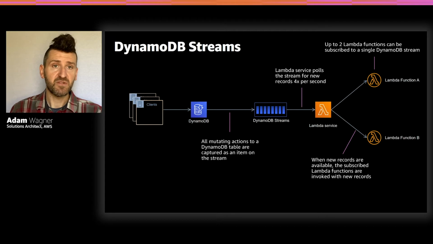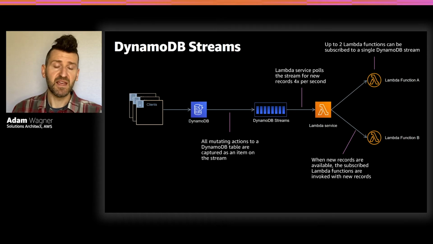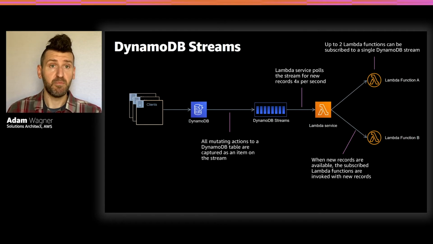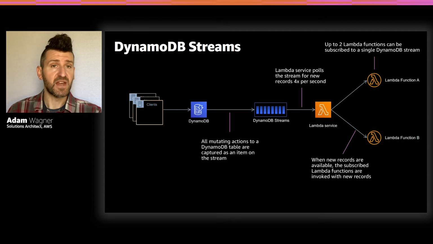On the DynamoDB side, it looks pretty similar. A couple of the changes that I just want to point out is that the Lambda service in this case polls 4 times a second. So every 250 milliseconds, it's polling that stream to get new records to send to your Lambda function. The other thing is there's a lower limit on the number of Lambda functions you can have subscribed to that stream, just 2.